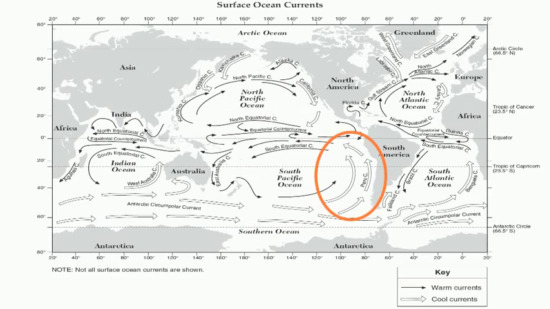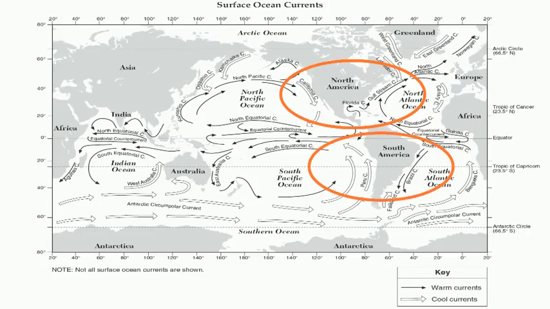So when you look at the Peru current, it is bringing cold water from Antarctica up to the equator. If you take a look at the Kuroshio current, that's bringing warm water from the equator up to the North Pole. So you get this constant circulation, this constant interaction between warm and cold water, and it helps distribute energy across the planet.